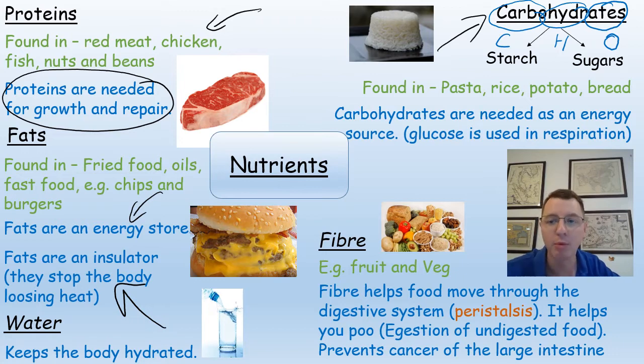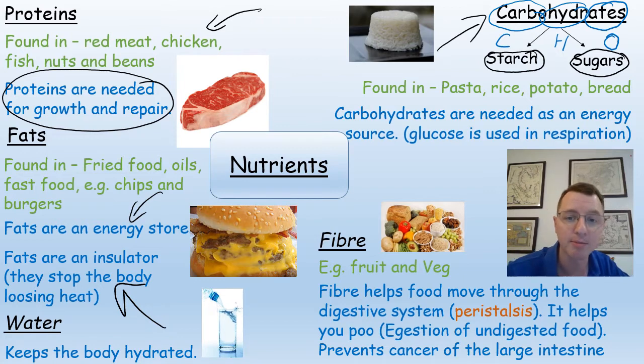Carbohydrate: carbon, hydrogen, oxygen. So we've got two versions of carbohydrates in our diet. First ones are starches. These are very, very long molecules made out of only carbon, hydrogen and oxygen. And we have sugars, much smaller molecules, again made out of carbon, hydrogen and oxygen. So why do we need these?